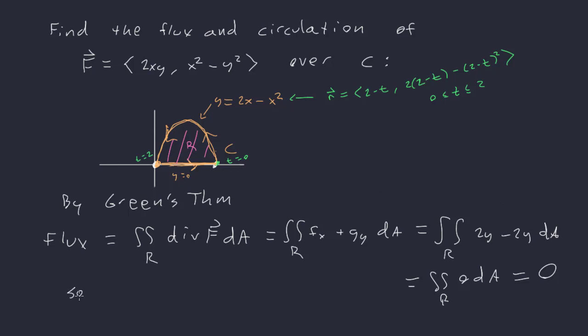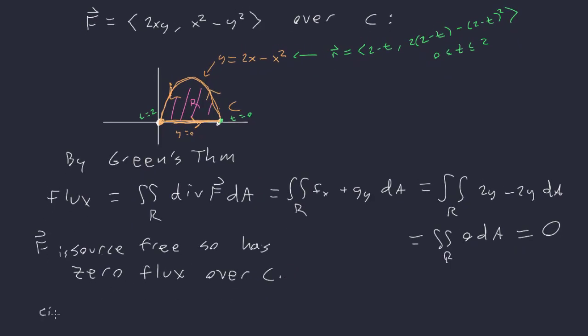This is source-free, so F is source-free, so it has 0 flux everywhere, or at least over closed curves, you know.